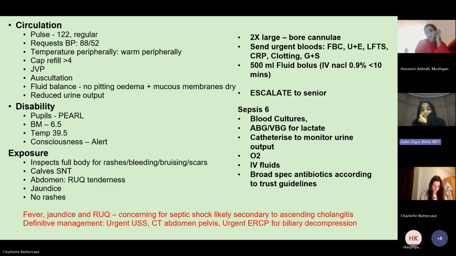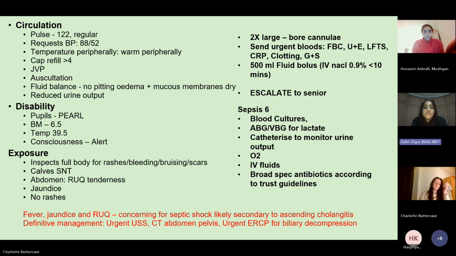Also, escalate early. A2E examinations love to escalate early. You need to escalate to a senior as soon as possible. Disability. I believe the pupils are, I can't remember this scenario. Sorry, Charlotte. If we flick through just the rest of it until the, yeah, perfect. Good. So pupils, fine. BM's fine.